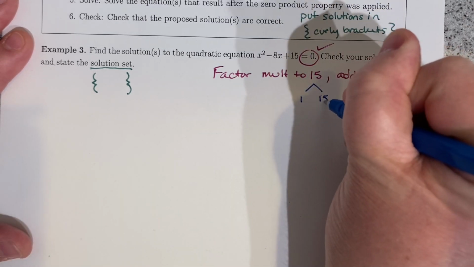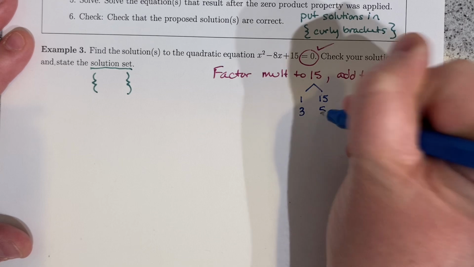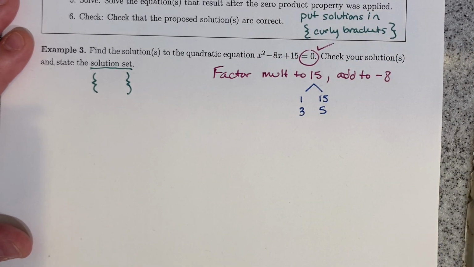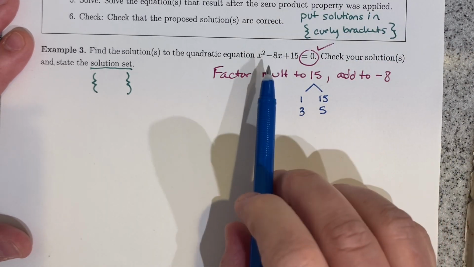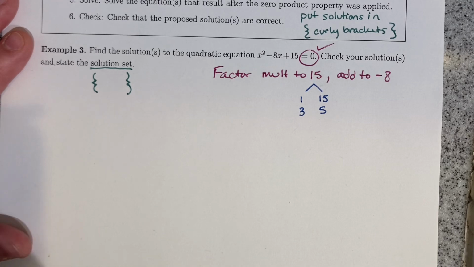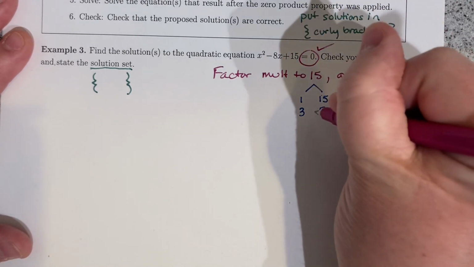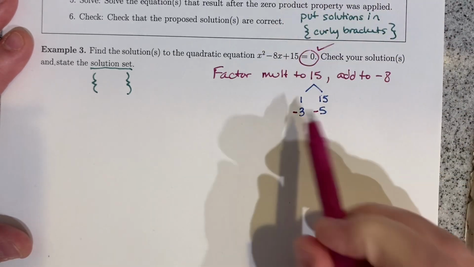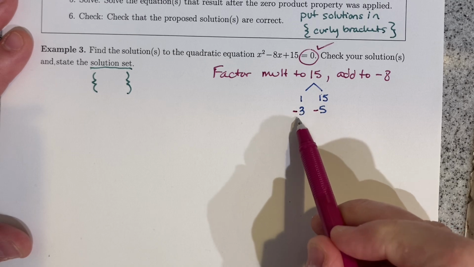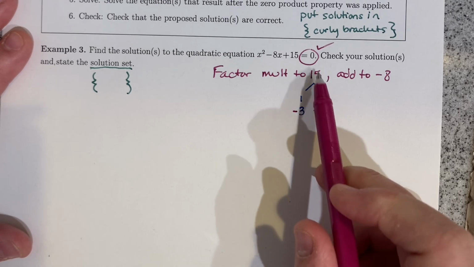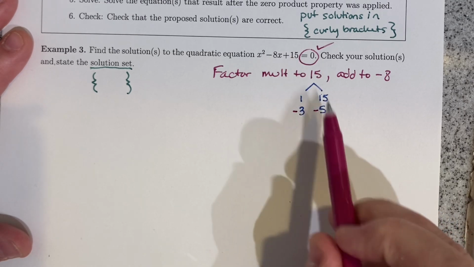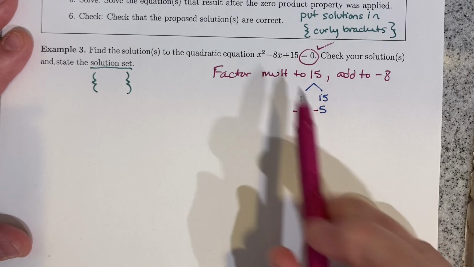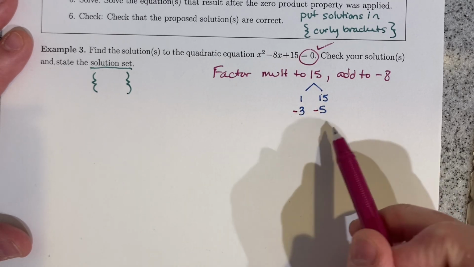Well, let's make a list of what multiplies to 15. 1 and 15, 3 and 5, and I think that's it. Do any of these add to -8? Well, yeah, I have to make both of these negative. If we have -3 and -5, they still multiply to a positive, because a negative times a negative is a positive, but now they add to that -8. So those are our two factors.